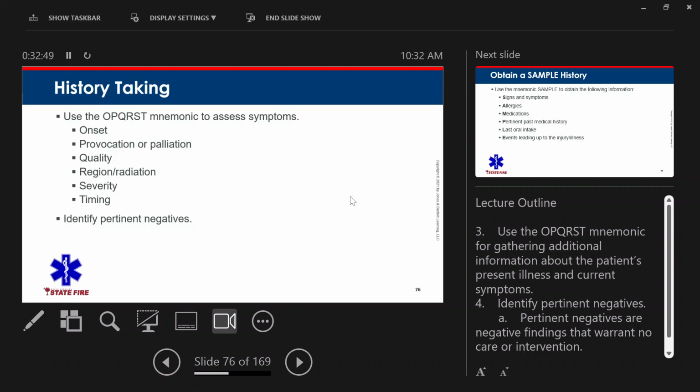What did quality mean in rate, rhythm, and quality? What's the quality part of the pulse?